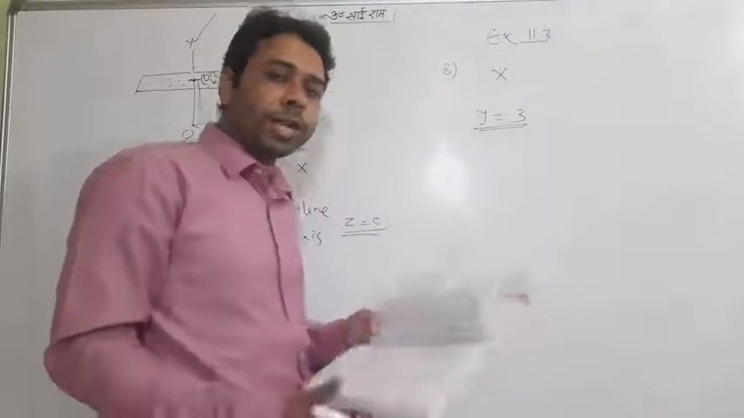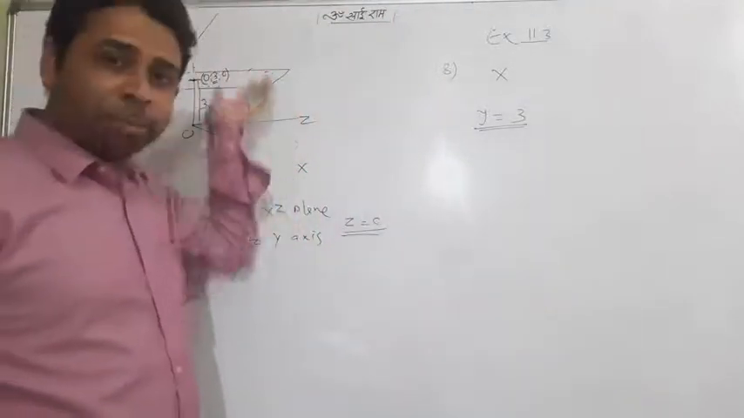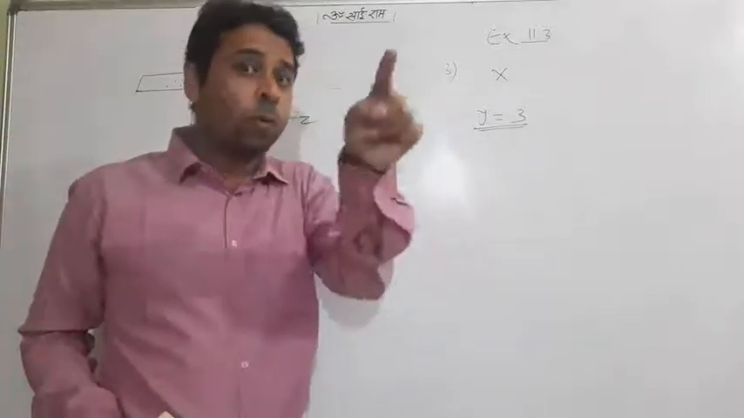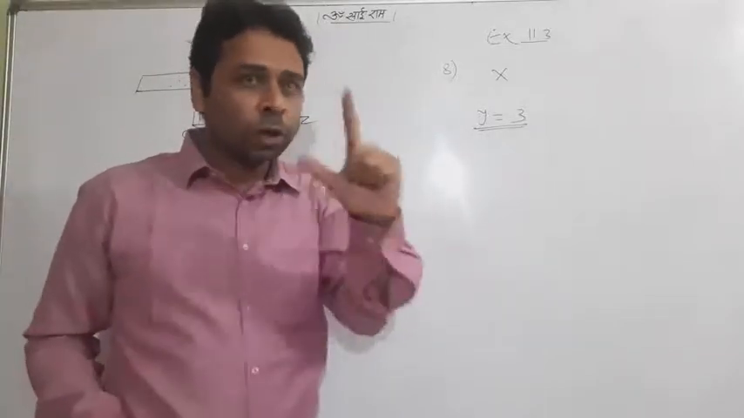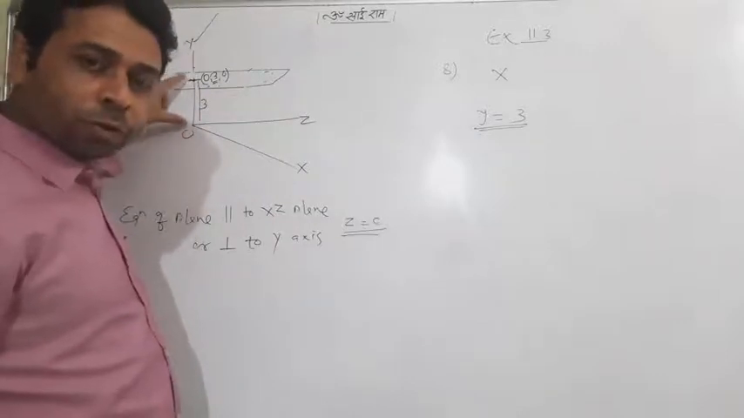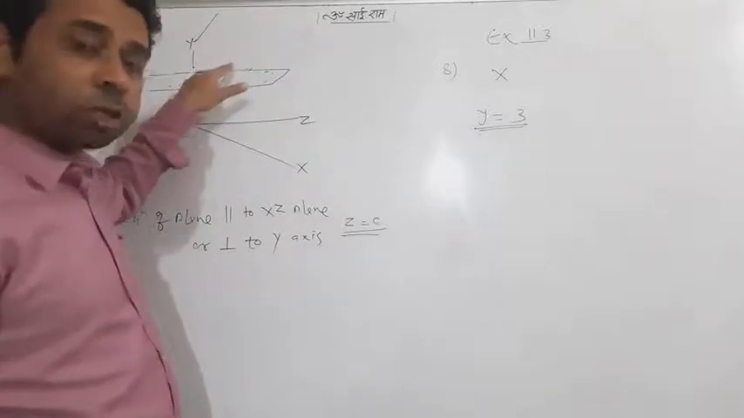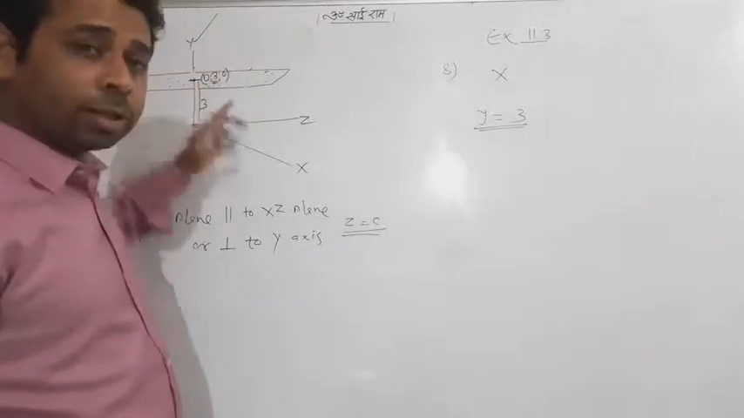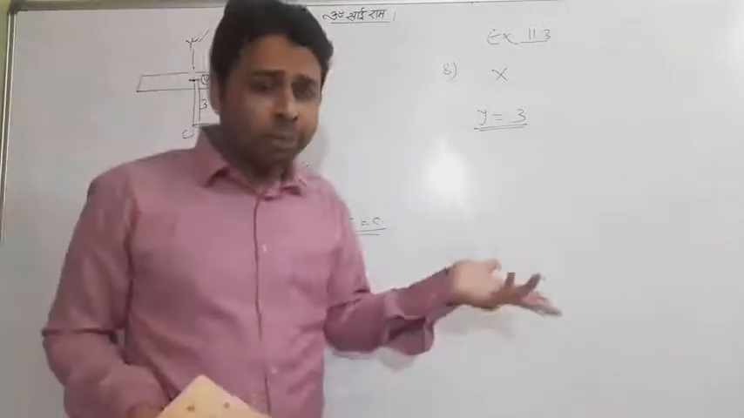So try to understand, when the plane is parallel to the xz plane, the answer will be y equal to a constant. So what is the constant? That is equal to the intercept, this 3 intercept. So if 3 is the intercept, this point will be (0, 3, 0). So y will be what? 3. That's simple. So I have explained your answer verbally.